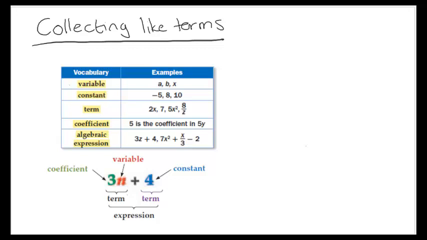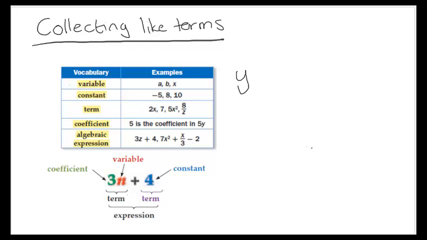The first one is a variable. A variable is a letter that represents an unknown number. Let's take the letter Y, for example. That's going to be our variable. Whenever we see a letter, that is a variable. It varies depending on what number is inserted there.